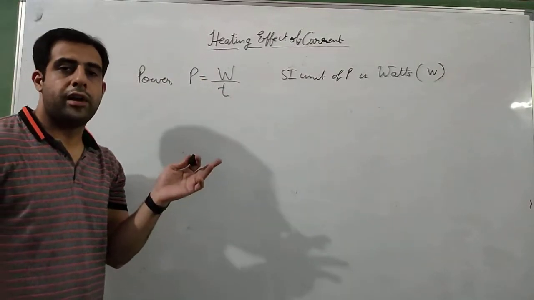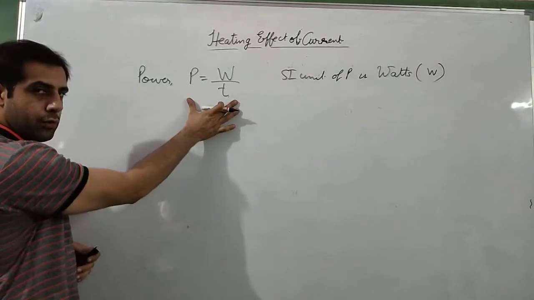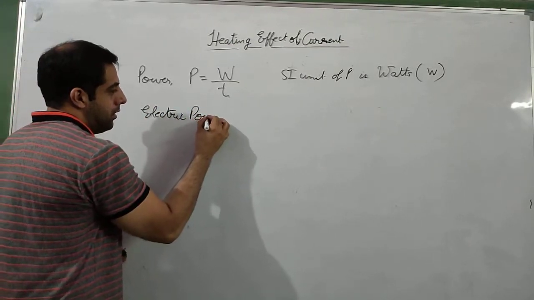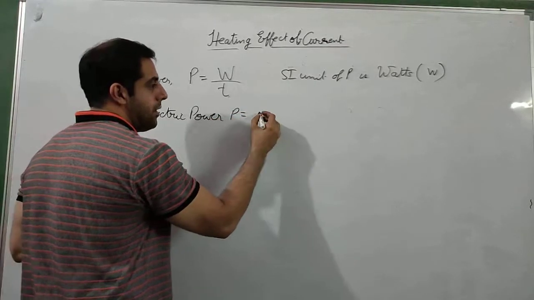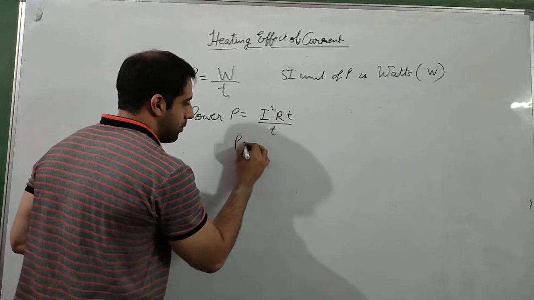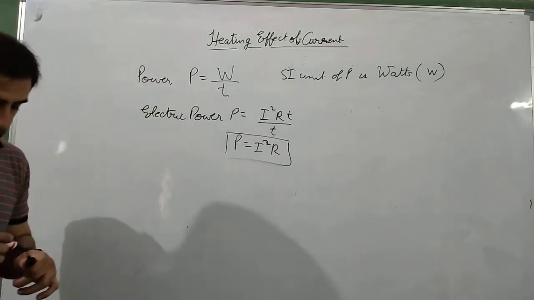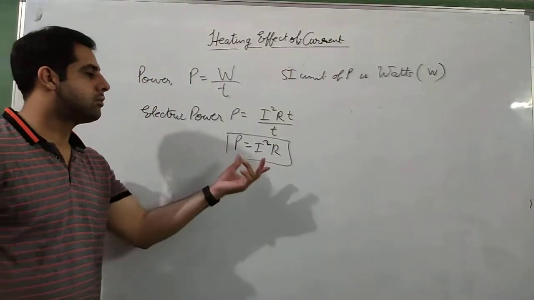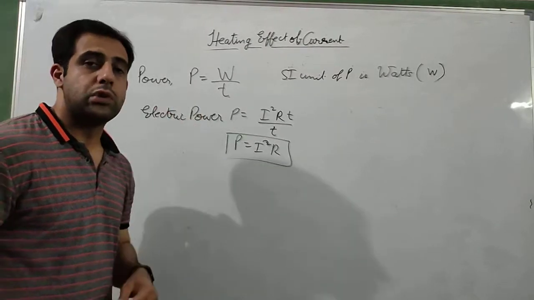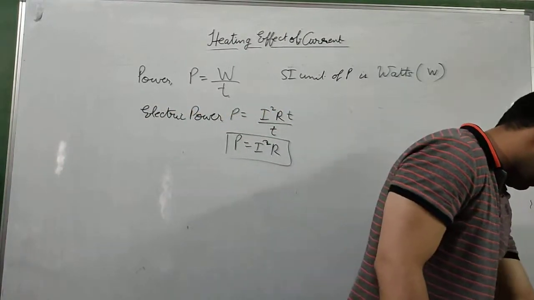Now from Joule's law of heating, what is the work done? It is I square RT. Now this is the general formula for power. We will talk about electric power. So electric power P will be equal to I square RT upon T. T will get cancelled. So P will become equal to I square R. So this will be your formula for electric power. Again, by using Ohm's law, you can change the form, but this is your major formula because it comes from Joule's law of heating. So memorize this and change the form according to the given conditions in the question.